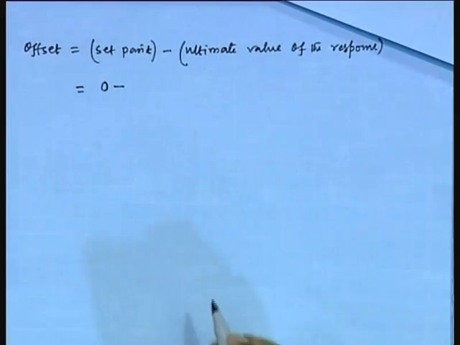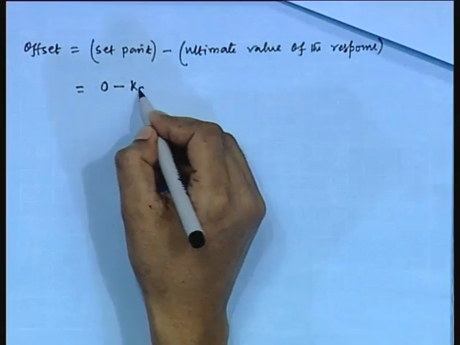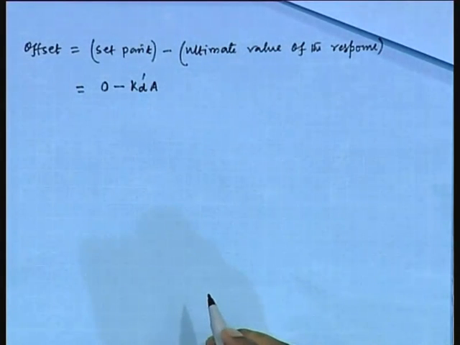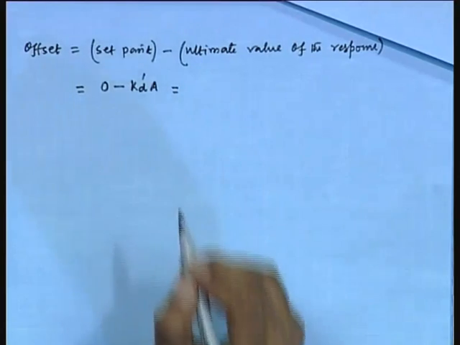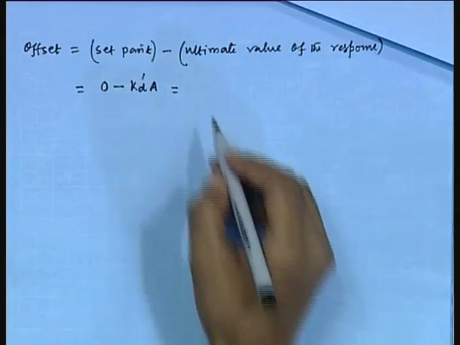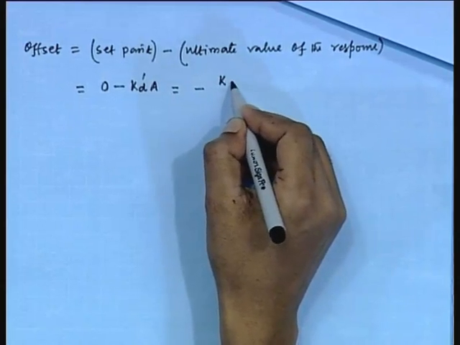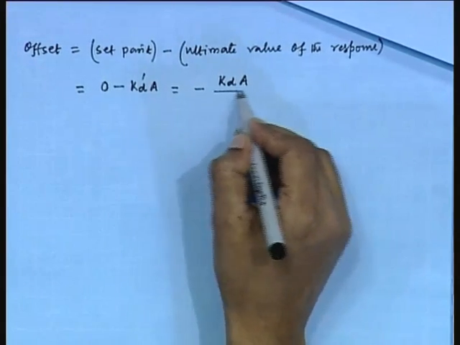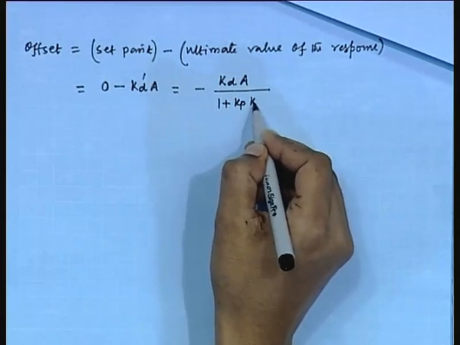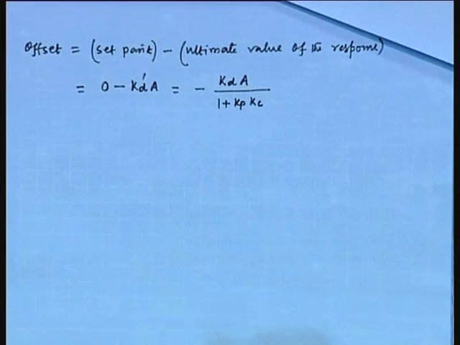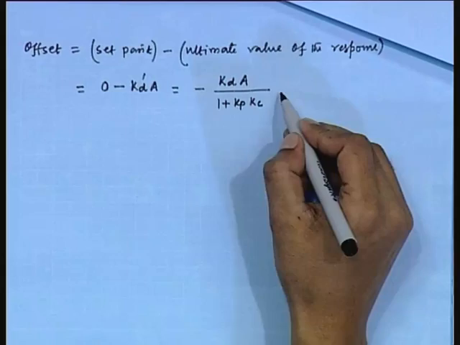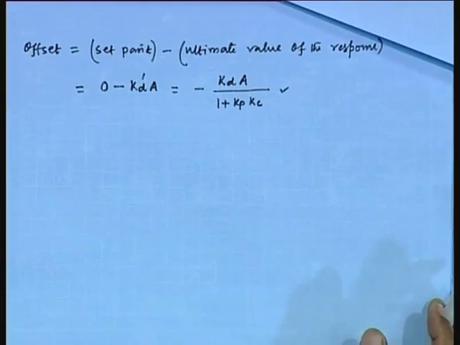Anyway, how much is the set point? Set point is 0. And how much is the ultimate value of the response? K_d' A. Ultimate value of the response is K_d' A. Substituting the expression of K_d', we obtain offset equals K_d A divided by 1 plus K_p K_c. Substituting the expression of K_d', we finally get the offset equals minus K_d A divided by 1 plus K_p K_c.